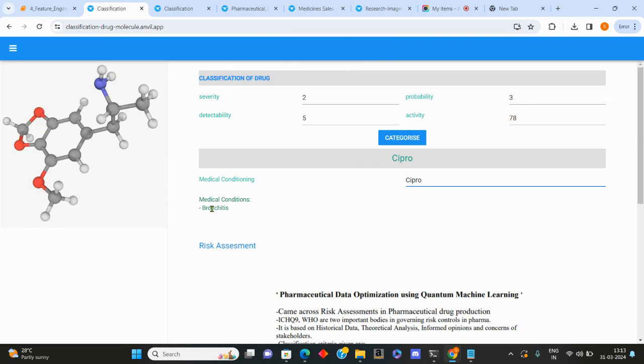used for treating bronchitis. The working of this classification is based on several Hadamard gates, Pauli gates, and CNOT gates. They will do their operations, and the most probable prediction will be constructively interfered, and the least probable will be destructively interfered.